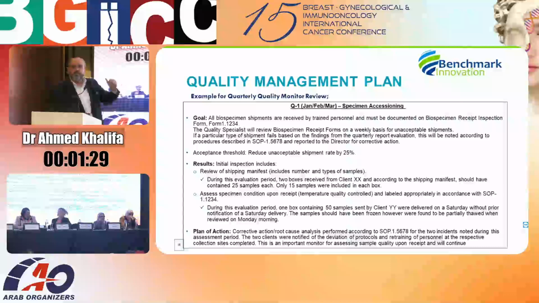The acceptance threshold here is to have unacceptable shipments, in this example, at less than 25%. We did the investigation for the incidents, and we found 2 topics during this meeting which have been raised, for example, by the supervisor or whoever was assigned for this task. He found that during the evaluation period, 2 boxes received from a customer, according to the shipping manifest, should contain 25 samples each. However, he found 15 inside. So this is the incident which he reported.